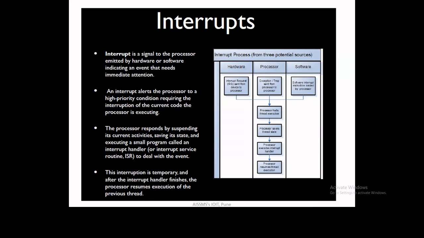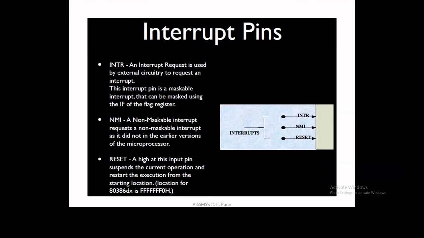of the previous load. So how is this interrupt executed? In this way, the interrupt may be executed. For this purpose, the processor requires some pins. The first pin in this group is the INTR pin, that is interrupt request. This interrupt request is used by the external circuitry to request an interrupt. This pin is a maskable interrupt, and it can be masked by using the interrupt flag, which is in the flag register of the processor.